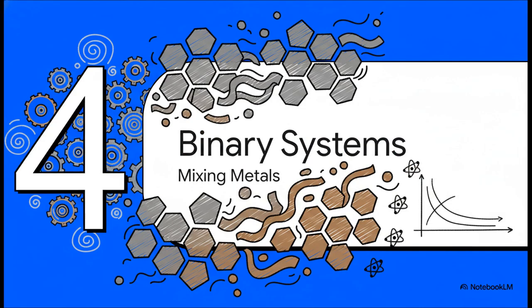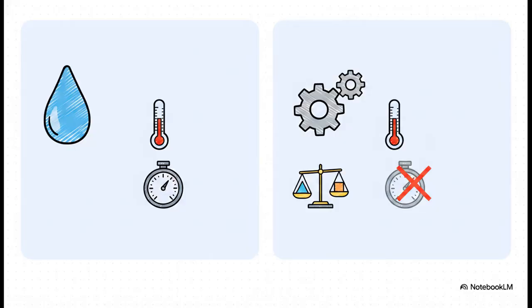All right, section 4, binary systems, mixing metals, from water to high-tech alloys. Now that we've got the hang of single components, let's level up to binary systems, because this is where things get really exciting. With a pure unary system like water, the main variables are just temperature and pressure. But in a binary system, like the industrial metal alloys used in modern manufacturing, we're usually processing things at a constant atmospheric pressure. So instead of pressure, our second variable is the composition of the mixture itself. We're mapping out temperature against the weight percentage of the 2 different metals.